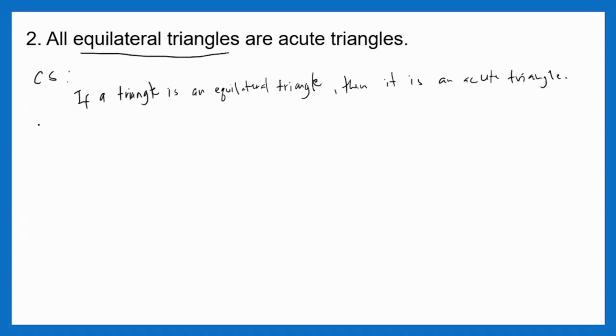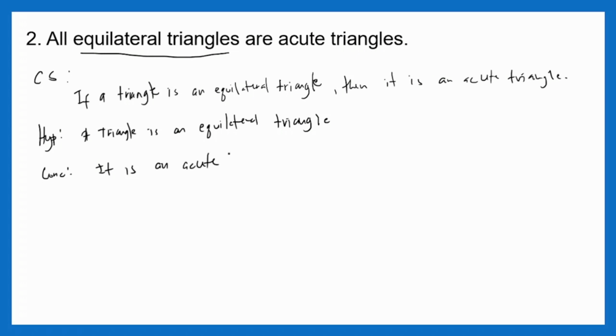Okay? The next hypothesis, a triangle is an equilateral triangle. Sorry for my handwriting. Conclusion, it is an acute triangle. Ayan. So, this is now the answer for number 2.